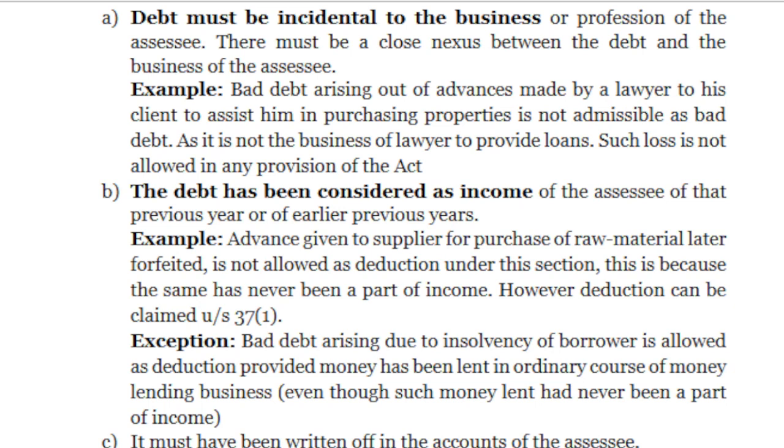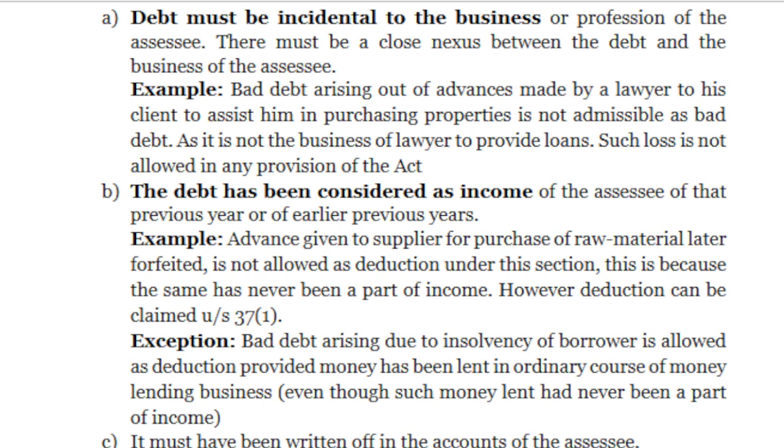Suppose your customer has become insolvent, and because of that it became bad debt, and you had given a loan to the customer in your ordinary course of business. Then definitely you can treat it as bad debts. Now when you give a loan to your customer, did you consider it as income? No, right? Still you can claim it as bad debts and claim deduction here. That's what the exception is.